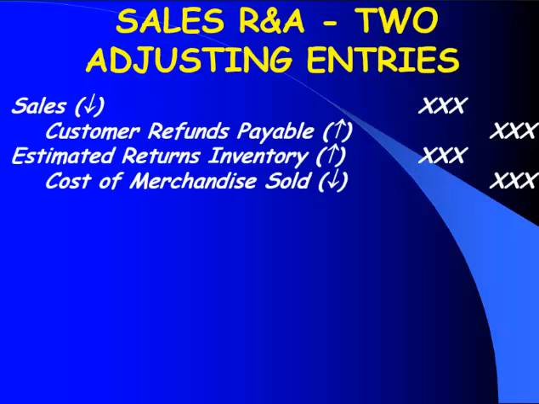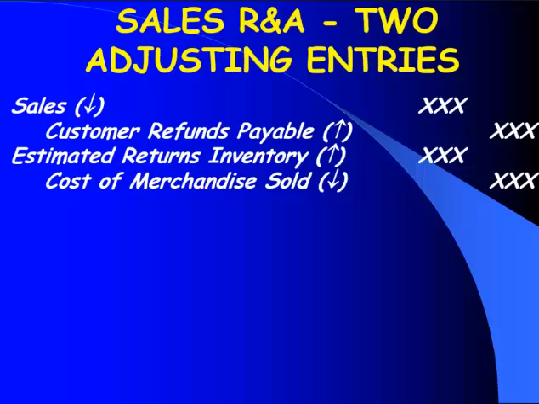The first entry is a debit to sales, which makes sales go down, and a credit to customer refunds payable. The amount of that entry is the amount of refunds we expect to issue. So, for example, if my sales for the year were $10,000 and I thought we'd have a 5% return rate, 10,000 times 5% says I would record that entry then for $500. Why do we debit sales? Well, we know customers are going to bring stuff back to us. We don't know for sure who or what, but we know they're going to bring stuff back. Debiting sales will make it go down. It will cancel out the original sales we recorded.